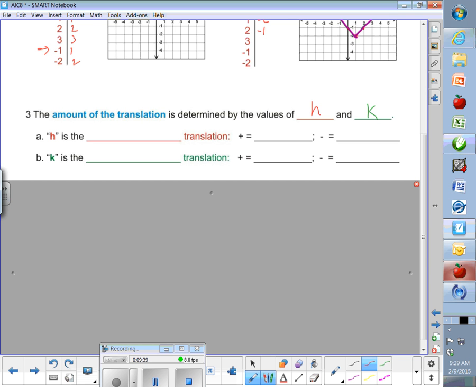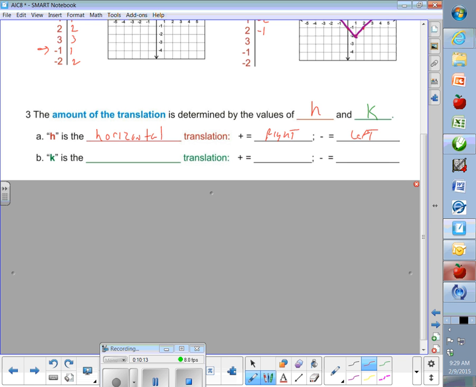Anybody know what goes in the first blank? H is the blank translation. Which way does h move it? Horizontally. So h is the horizontal translation. Horizontal. When you're going horizontally, which way is positive? Say it if you know it. Positive is to the right. Negative is to the left.